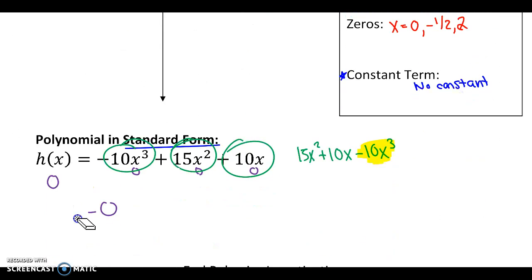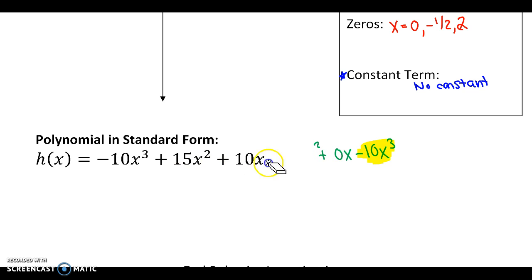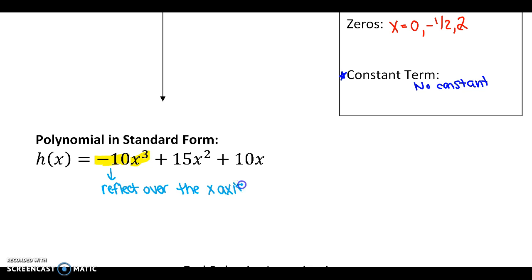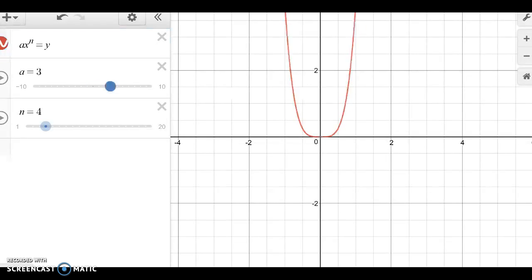And specifically, we're going to want to look in standard form to figure out more about what this graph looks like. So again, our graph is a cubic, and our leading coefficient is negative 10. So this negative 10 is going to reflect it over the x-axis, which we know from transformations, right? Whenever that coefficient is negative, it reflects it over the x-axis.